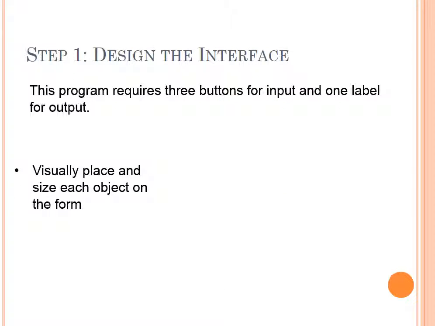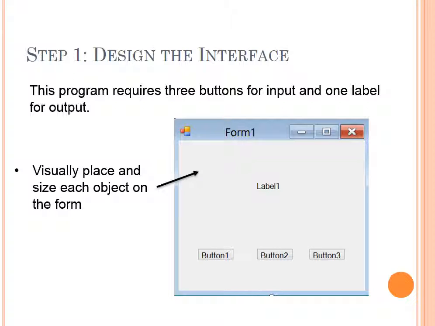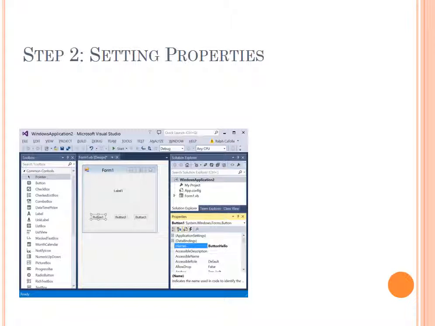Now, what you want to do is visually place and size each of these objects on the form. You just do this with the mouse. You just move them around and you make them look pretty. There's no rule here. It's just visually appealing. It's visual design. So here I have a form in which I have placed 3 buttons, and I kind of lined them up and made them look kind of nice, and the label in the middle. Okay, so that's what you're going to want to do. So once you create the objects, you want to design the interface by placing the objects where they belong. Okay, now we're ready for step 2, setting the properties.